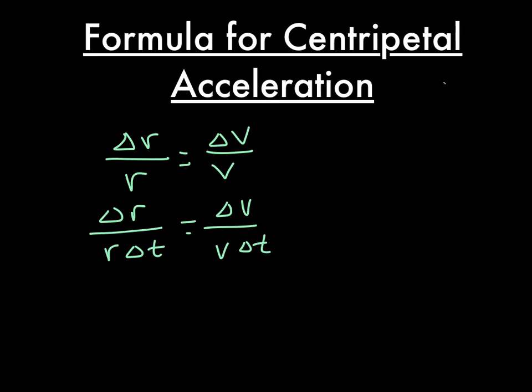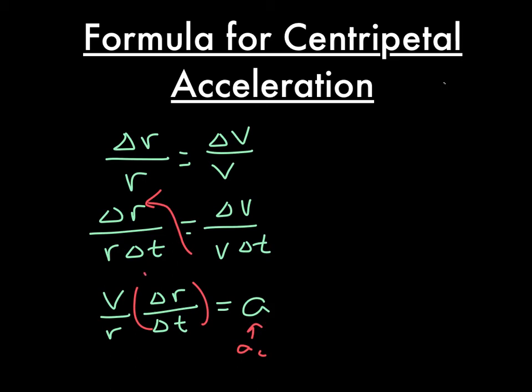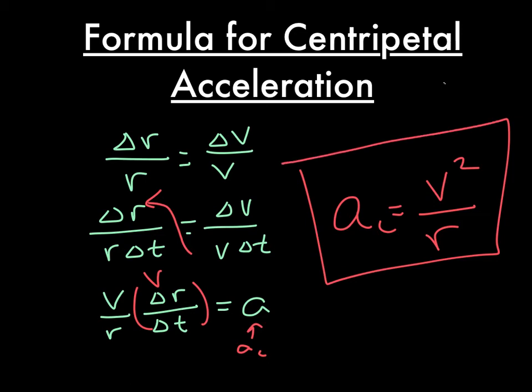Let's move this v over here. So now we have v delta r, change in position over delta time, over r equals acceleration. In this case, this is your acceleration towards the center, your centripetal acceleration. And if you'll notice this right here, this is also just v. So you wind up with the expression where your centripetal acceleration equals v squared over r. You're going to be using this relationship a lot.